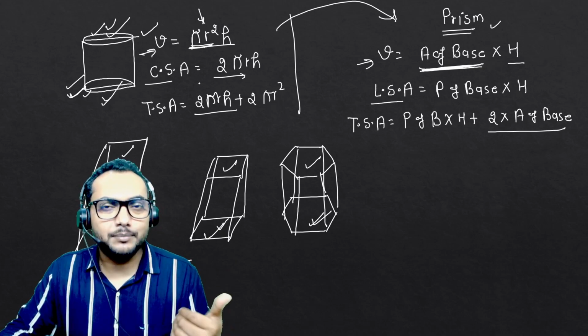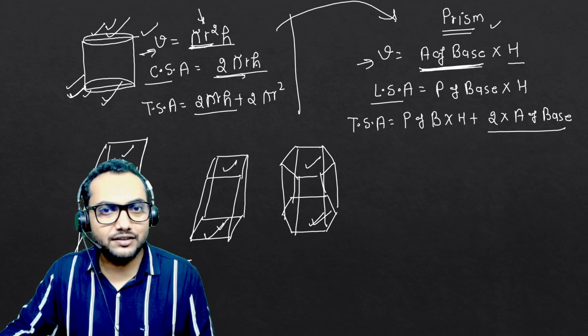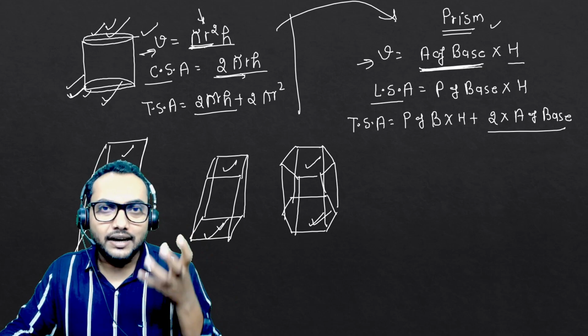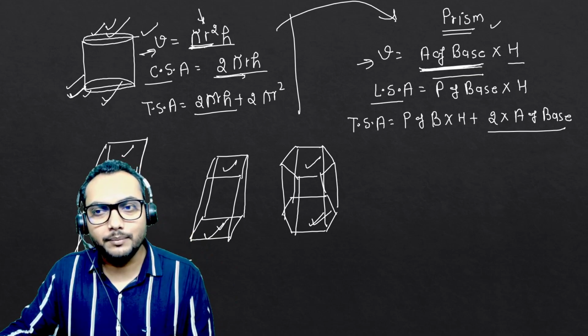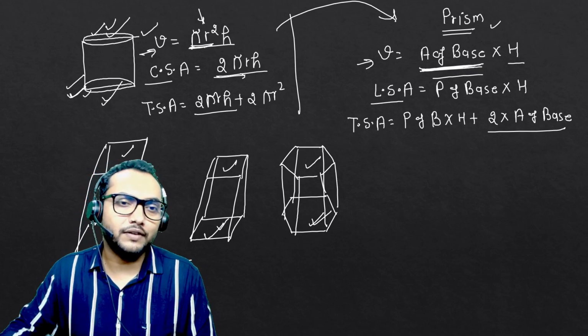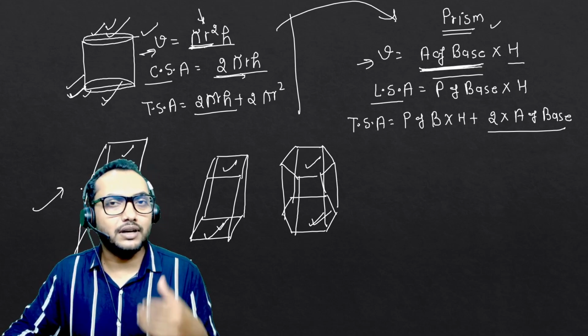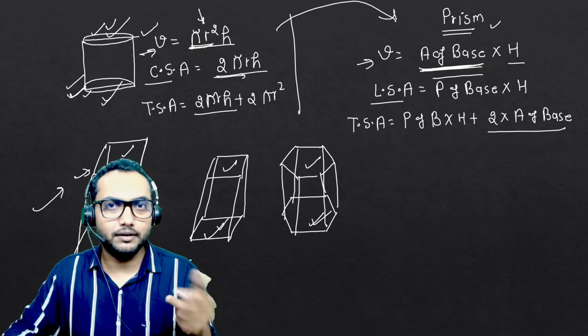Then CSA, that means lateral surface area, that is 2 pi r h. 2 pi r is basically what? This is the perimeter of the base. So that is why perimeter of the base multiplied by height. Let us suppose you have to find out the lateral surface area of this square prism, right?